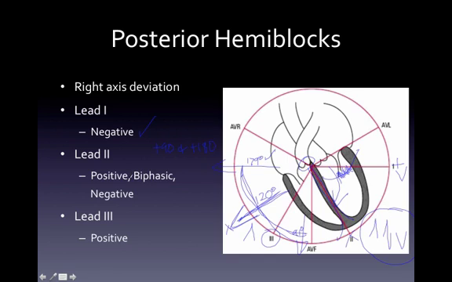Lead 2 can give us 3 different versions of this. It can be above the isoelectric line or positive. It can be biphasic, which means above and below, or it can be negative, depending on how severe the right axis deviation is. Lead 3's perspective, since it's in this quadrant or headed towards this quadrant to begin with, and you have a 120 degree camera shot there, will be above the isoelectric line or positive.